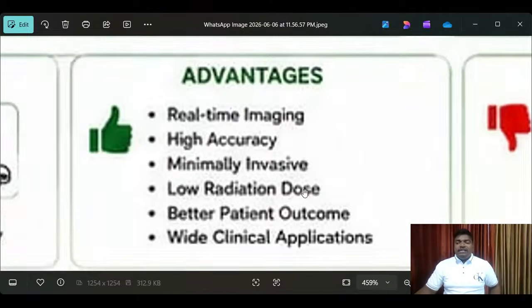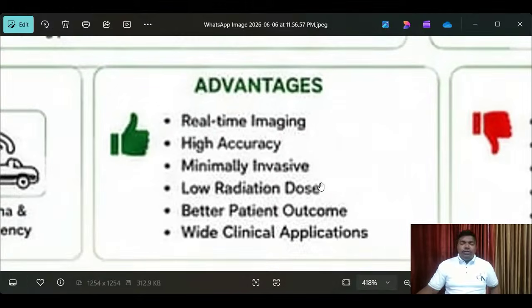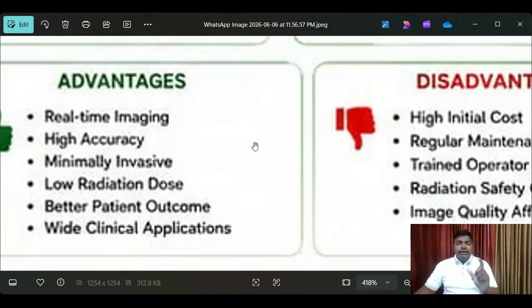Minimally invasive, low radiation dose, better patient outcome and wide clinical applications. By using this CM equipment, many critical operations are successfully done by surgeons and doctors, using this technically updated equipment. Biomedical engineers and doctors hold equally respected designations, but we have to utilize and perform at that level. Then only they will give respect to all biomedical engineers.